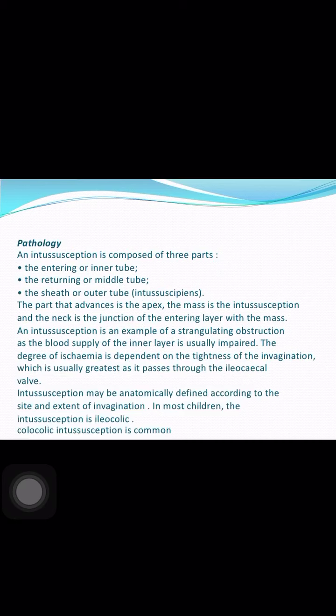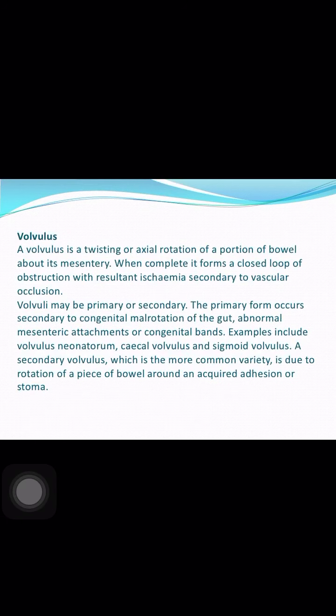For example, intussusception can be ileocolic, which is usually in children. Colocolic intussusception is also common in adults. Okay. Volvulus is another example of mechanical obstruction. What is volvulus? Volvulus is twisting or axial rotation of a portion of the bowel about its mesentery, يعني تفتر حول المزنتر مالتها.